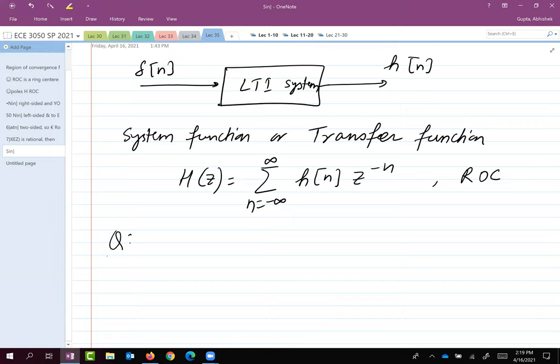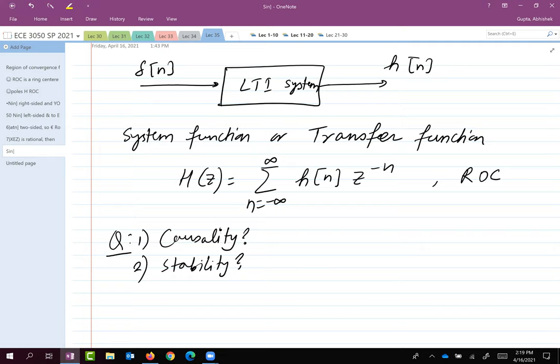Now, there are two questions that we want to answer. Can we look at this transfer function and the region of convergence and say something about causality of the system? And the second one is, can we say something about the stability of the system by looking at the system transfer function or the region of convergence? And this is what we are going to talk about now. Okay, so after a lot of mathematical derivation, here is what you can actually show, the results. It's very similar to the results we studied in the context of Laplace transform.